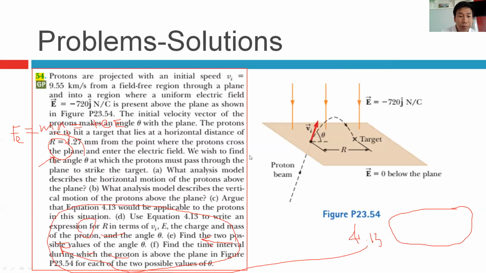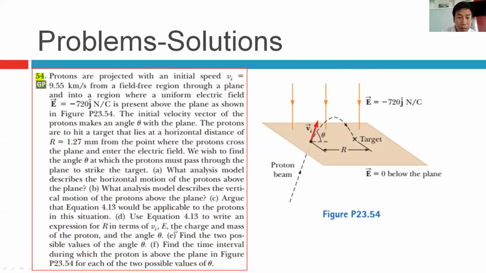Okay, move to the questions. How about question E? Find two possible values of the angle theta. If you want to find the value of theta, it is very easy. You just substitute the value of R into equation 4.13, and you will have two values of theta. Look at the solution.